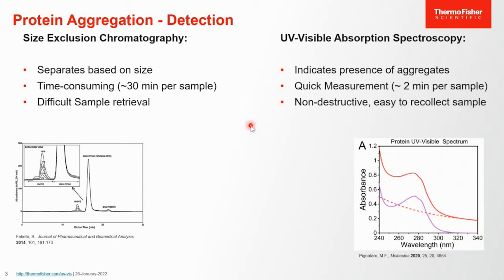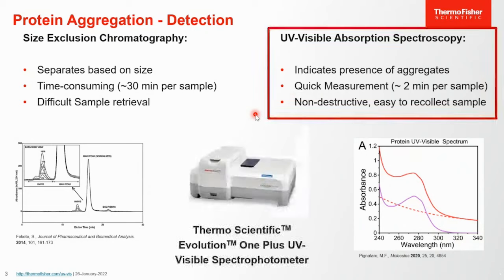So this technique is fairly useful, as it's a quick measurement, so between 2 to 3 minutes per sample, and it's non-destructive in nature, which allows us to recollect the sample after the measurement quickly and be able to use it in further processes down the line. So for the remainder of this talk, I'll be focusing on using UV-vis spectroscopy to analyze these aggregates. And specifically, I'll be using the Thermo Scientific Evolution One Plus UV visible spectrophotometer.